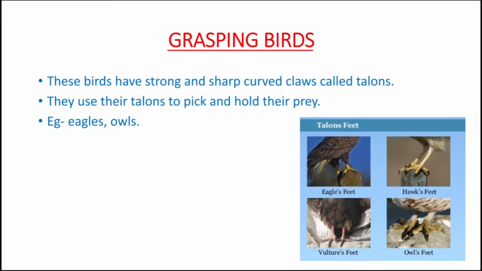Next type is grasping birds. These birds have strong and sharp curved claws called talons. They use their talons to pick and hold their prey. For example, eagles and owls.